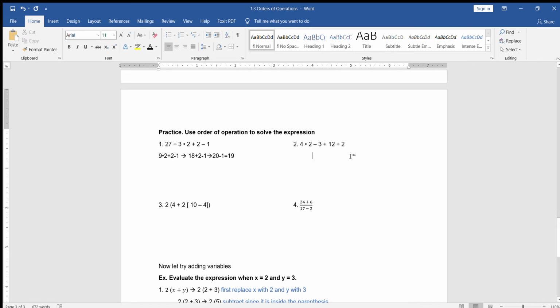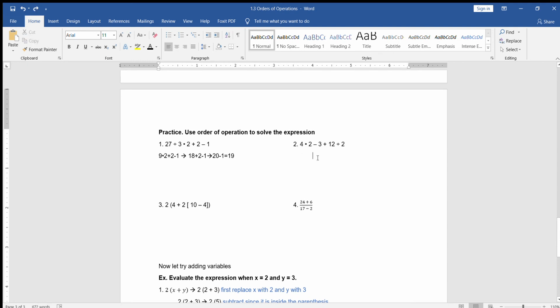Now let's try this together. Number 2. Hopefully you got 19 for your number 1. Let's do number 2: 4 times 2 minus 3 plus 12 divided by 2. So what do we do first? We're going to multiply. So this 4 times 2 becomes 8.